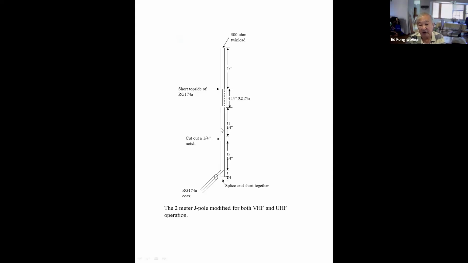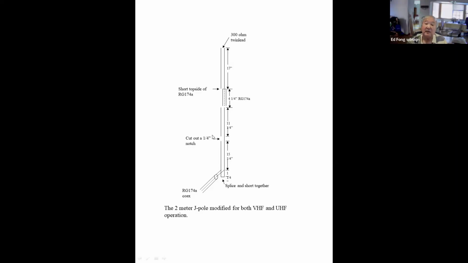The problem is here, right? At UHF, you want to see only 11, 12 inches and stop. At VHF, you want to see all the complete 37, 38 inches or so. You add all this up, it's about 37, 38 inches. So we added the stub. What happens here is that at UHF, it sees 11, 12 inches, depending where you want to resonate. Because we put the shorted RG174 coax here, a short, and 4 1/4 inches later, that's an open at UHF. UHF only.